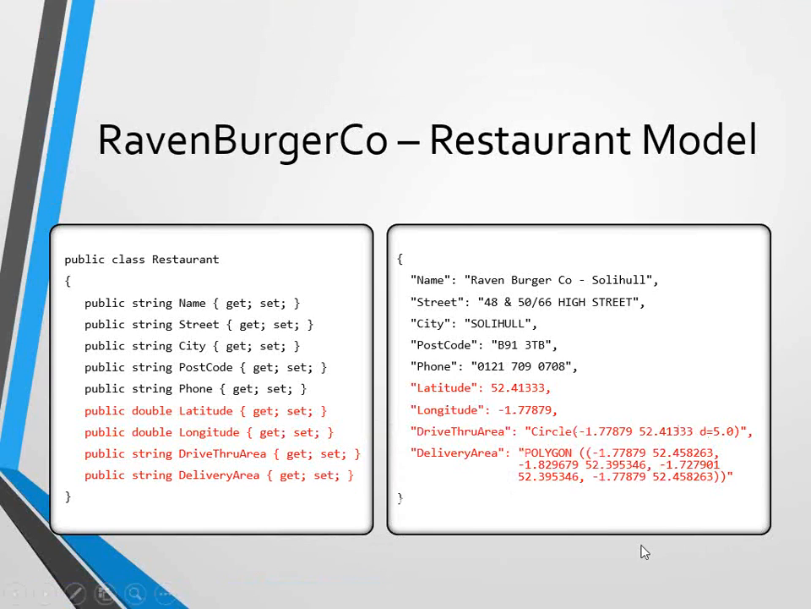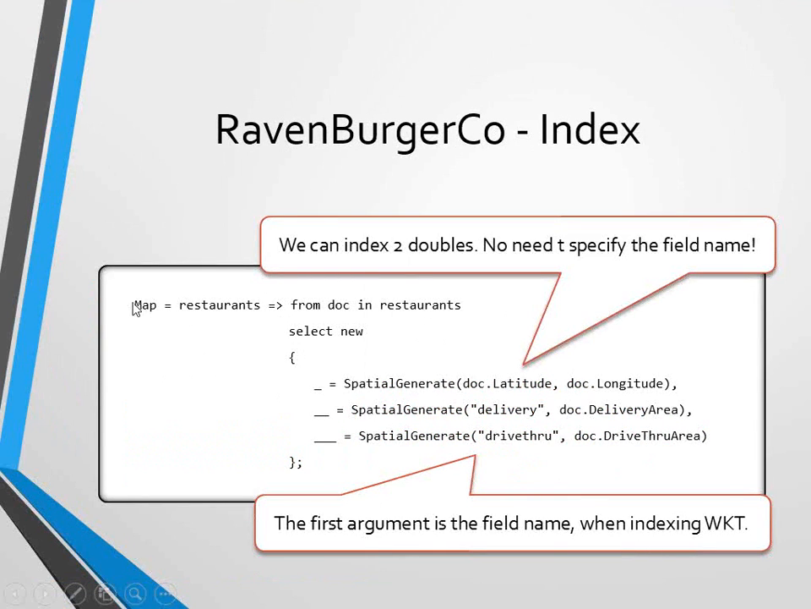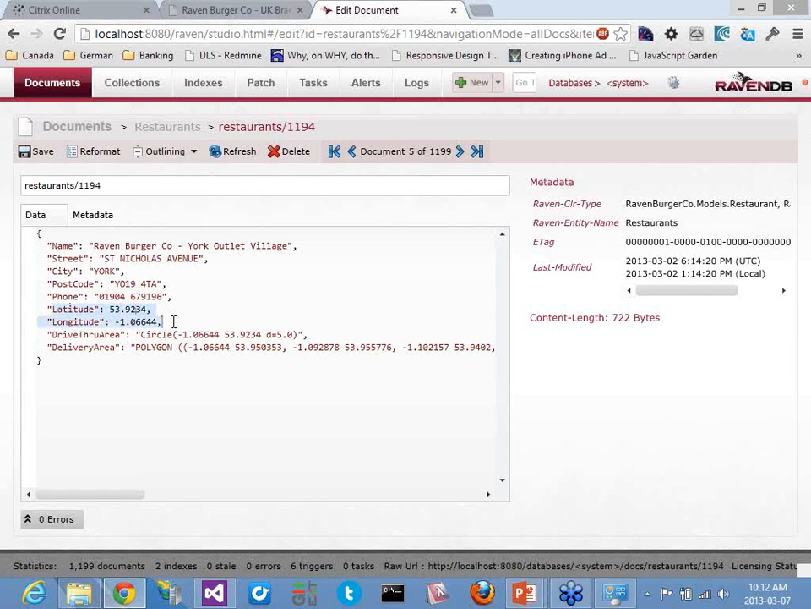So we have our model and we have our documents, but what I had to do next was to specify an index for them. So it's one simple map statement where I am selecting all the restaurant documents, and then I'm creating 3 spatial indexes. The first spatial index, which is this one here, you can see that I'm generating a spatial index on 2 double properties, a latitude and a longitude, which are there in my document.